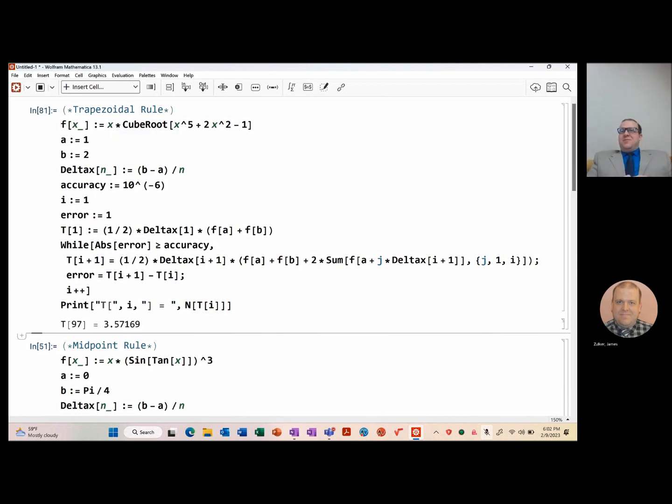Perfect. 97 subintervals required. Now, if that was the original problem, 275 subintervals would be required. Do you really want to sit there and calculate 275 of the bloody things by hand? This is why we invented the computer.